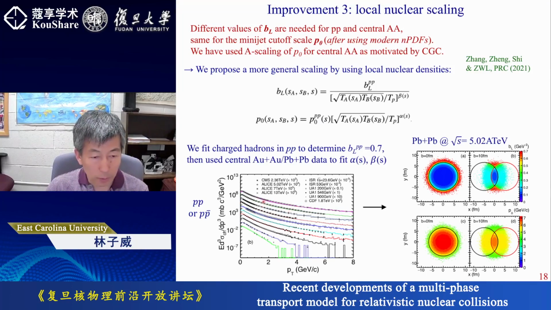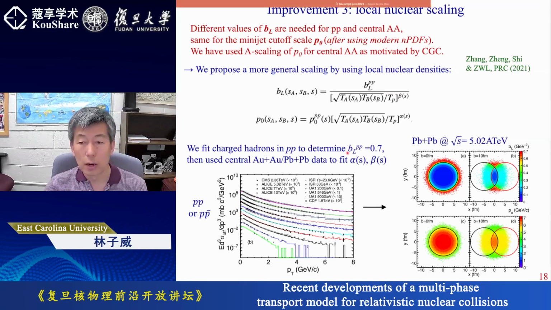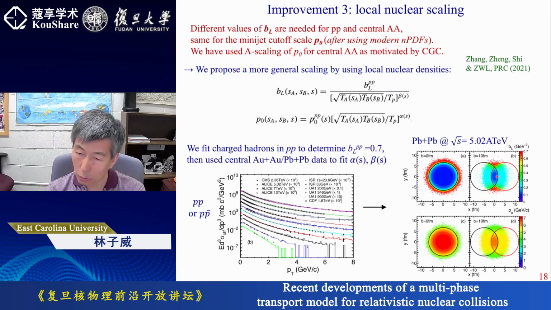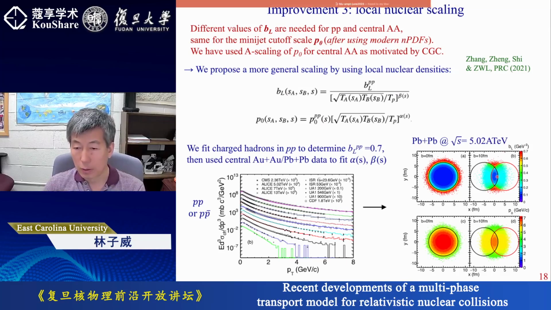So here is our description of the pp or p-pbar charged hadron pT spectrum at a wide range of energies, and they are more or less reasonable with this constant b parameter for pp collisions. And then after we fix the local scaling, we can look at the Lund b parameter distribution in the overlap in the whole collision system, as well as the mini-jet cutoff parameters.